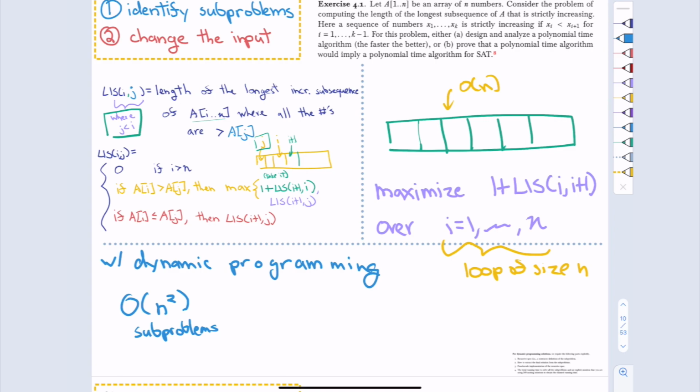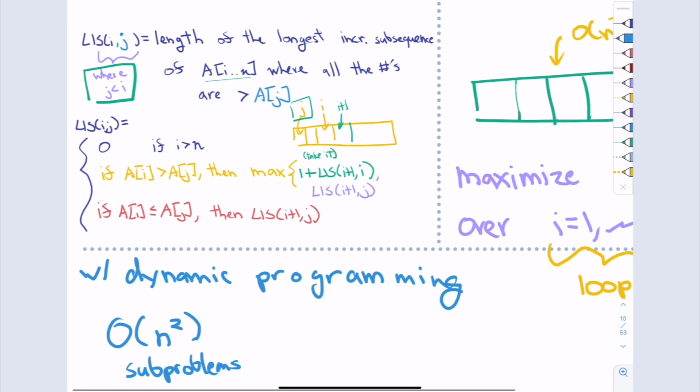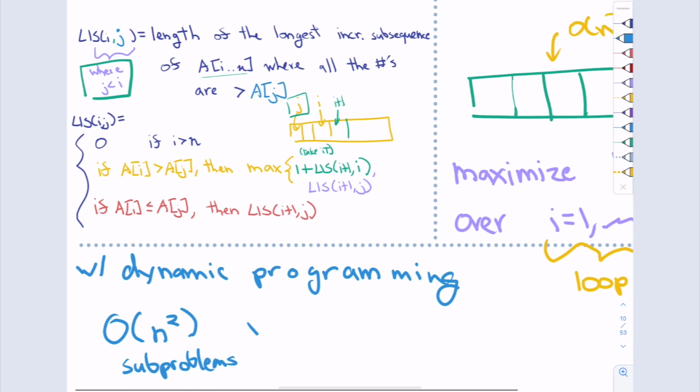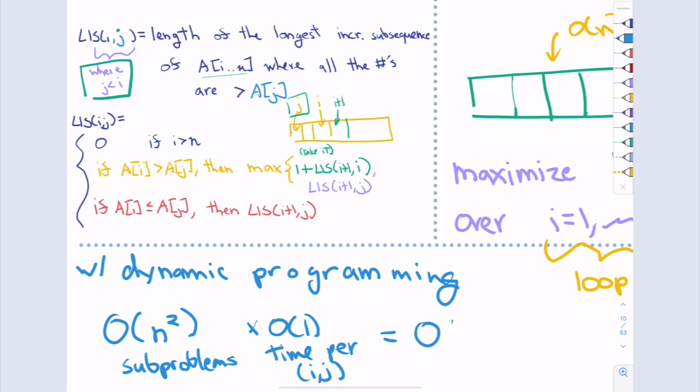And how long in this implementation does each subproblem take? Doesn't it just take constant time because it's either zero or a cached value? Yeah, so it's just taking the maximum of two values or just returning one value. There are no loops in that code. So this is constant time per subproblem. And so I get n squared time overall. The thing that we didn't write out explicitly was the fact that we're saving our answers, and that makes a huge difference over a naive recursive implementation.